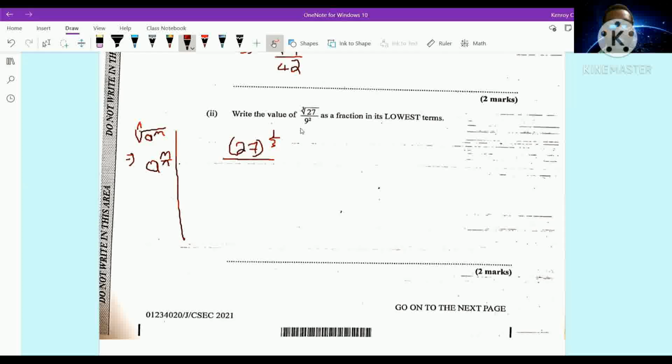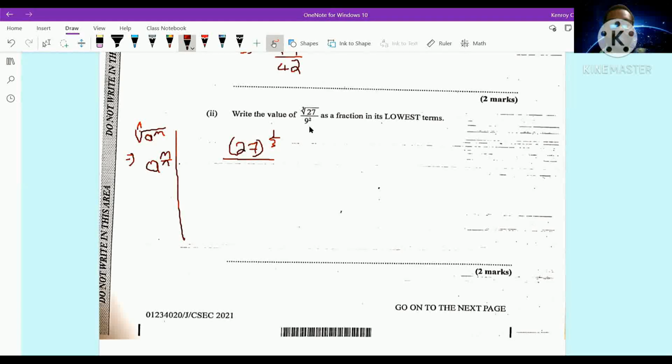What base can I get both 27 and 9 to? That's one way of looking at it, where you can use larger indices. Since the numbers are also not big, you can simply simplify both numbers and see where it goes, because you want the answer as a fraction in its lowest terms. Right? So the numbers are not that large, so I probably don't need to go the larger indices way.